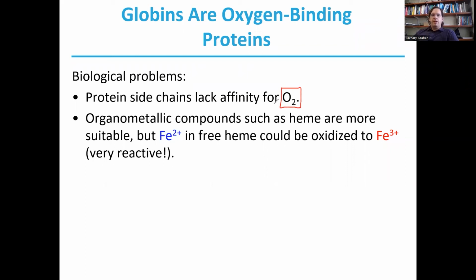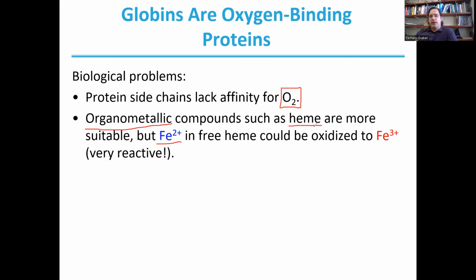The problem is that the protein side chains of our common amino acids don't have a high affinity for oxygen, right? None of those different amino acids that we've looked at, lysine or glutamate, bind to oxygen by themselves. If we want to bind oxygen, usually we need organometallic compounds, right? Things like iron can bind well to oxygen. Iron is found inside of a heme group, which has that iron coordinated to some nitrogens inside of an organic and metallic structure.